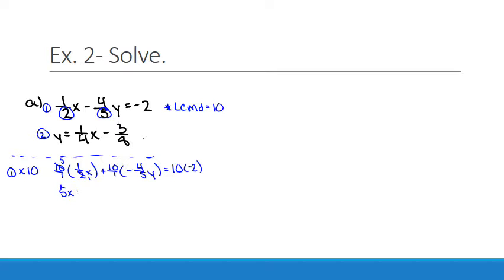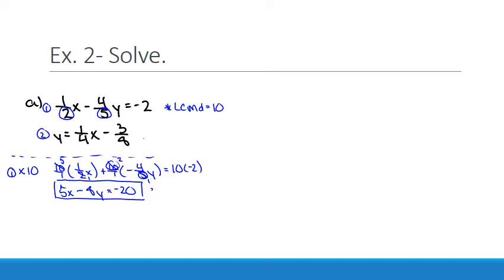The next one, a positive times a negative is a negative. And then I look at the 10 and the 5, and I can see that they both have a common factor of 5. So if I divide the 5's out, I'm left with a 2 and a 1. And then 2 times 4 is 8, so I get 8y equals now 10 times negative 2, which is negative 20. All right, so there's my first equivalent equation.